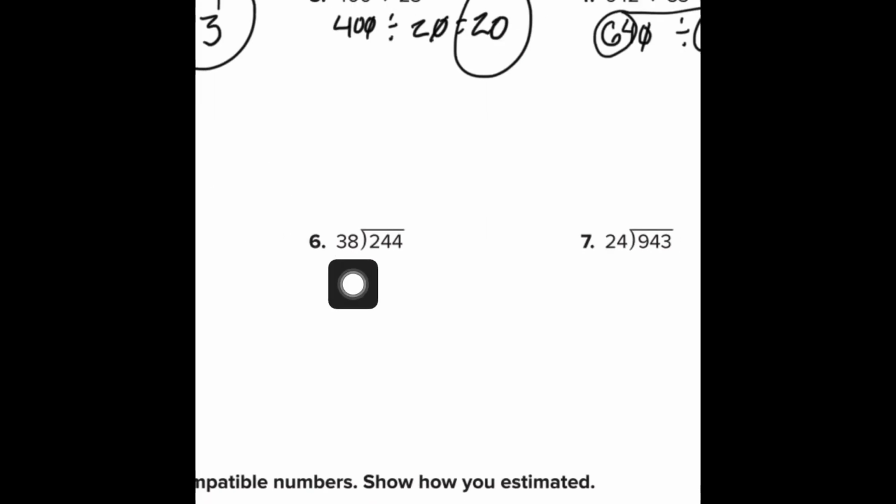Number 6. Remember, do the divisor first. 38 is closer to 40 than it is to 30, so that's what we're going to round it to be. And looking down the 4s category, I can see that I can round 244 to 240. I can cross off a 0. Then I have 24 divided by 4 equals 6.